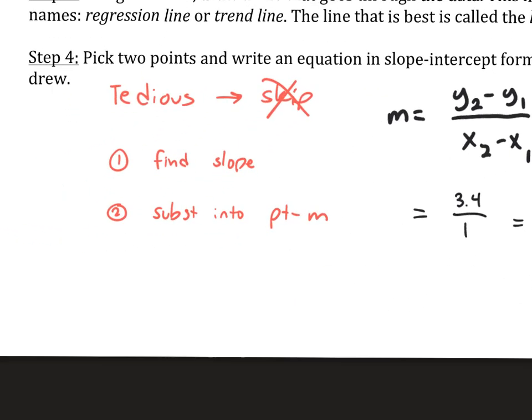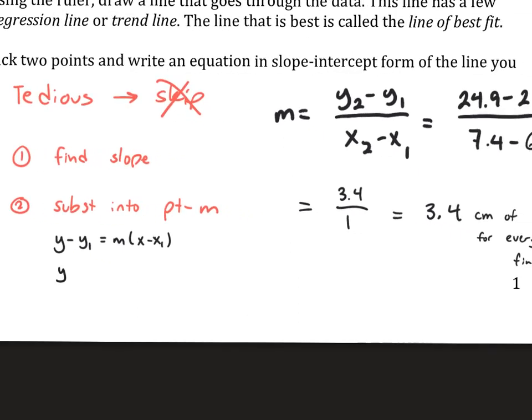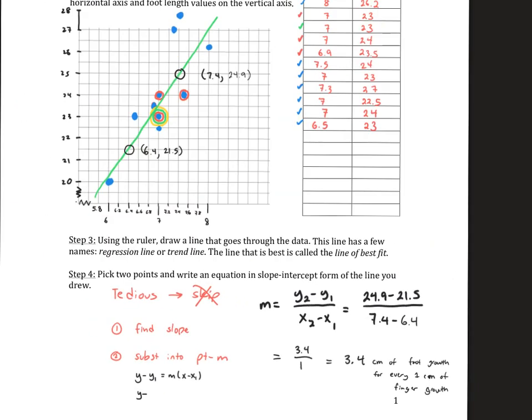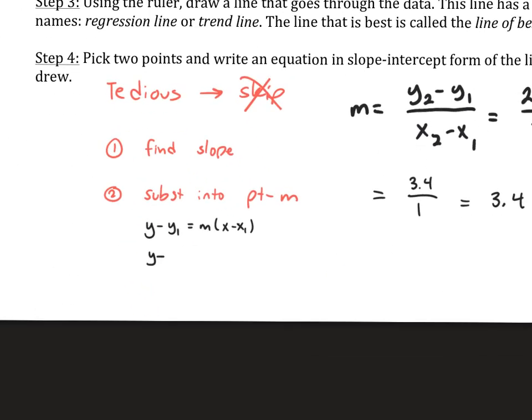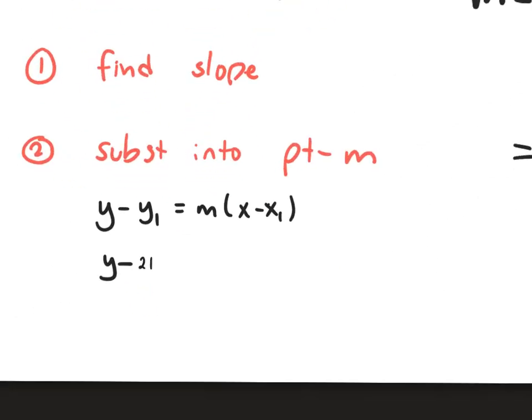Okay, now remember that point slope form looks like this. Y minus y1 is equal to m times x minus x1. So let's go ahead and substitute some things in. Y equals, which point do we use? Doesn't actually matter. I'm just going to use the first one right here, 6.4 and 21.5. So 21.5 goes in for the y, 3.4 goes in for m, x minus 6.4 goes in here. And now to finish this up, I need to distribute the 3.4 there.